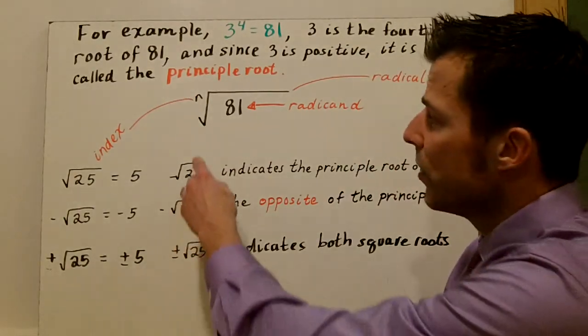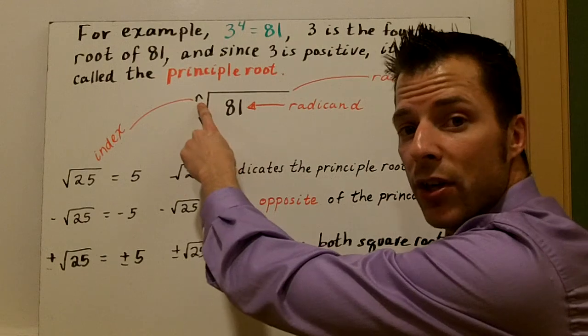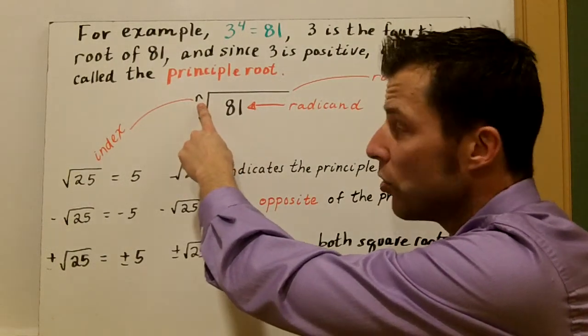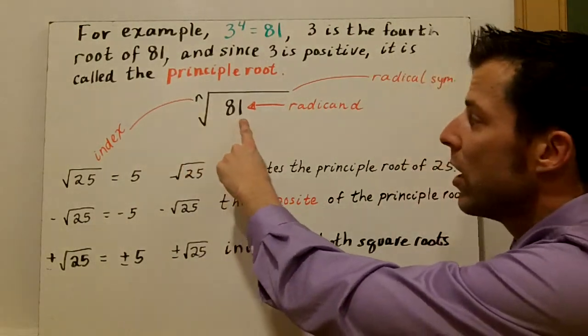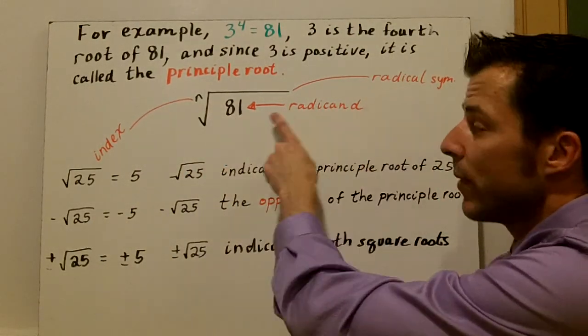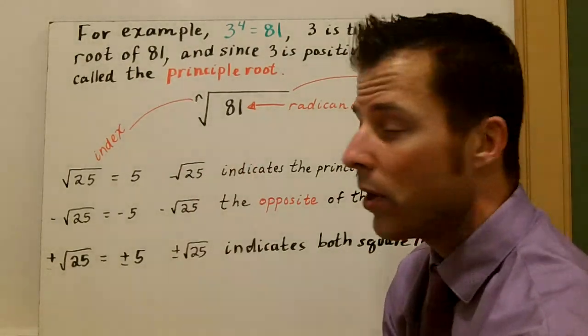Okay, just as a review, we have the radical sign here. The index is called n, that's whatever root you're taking, cube root, square root. If it's a square root, you won't see it there. And underneath the radical symbol is what we call the radicand. In this case, the radicand would be 81.